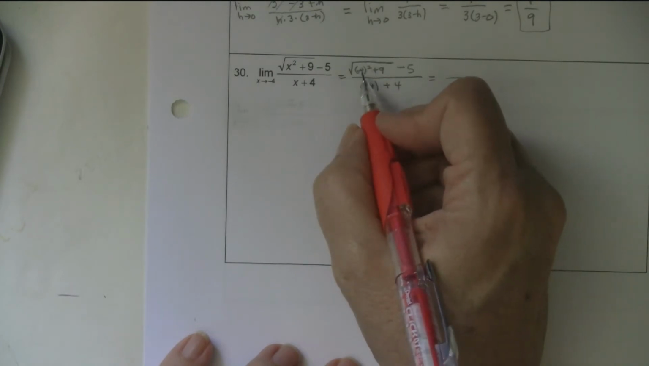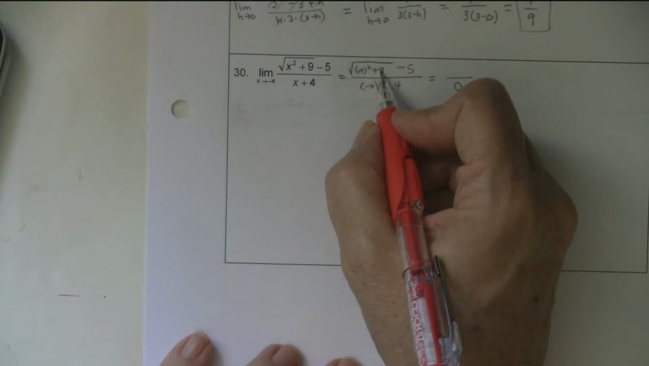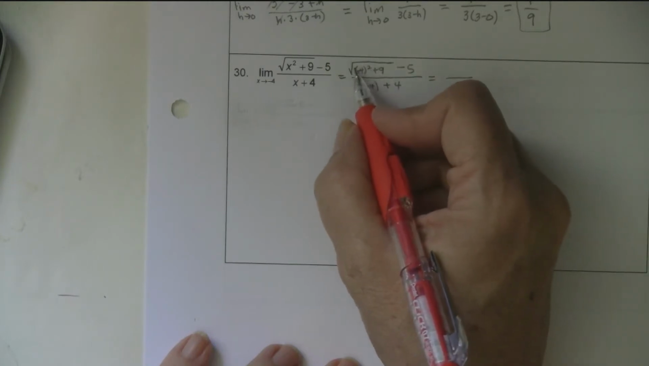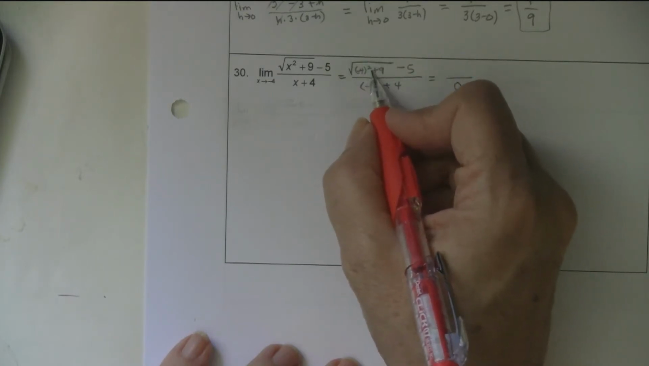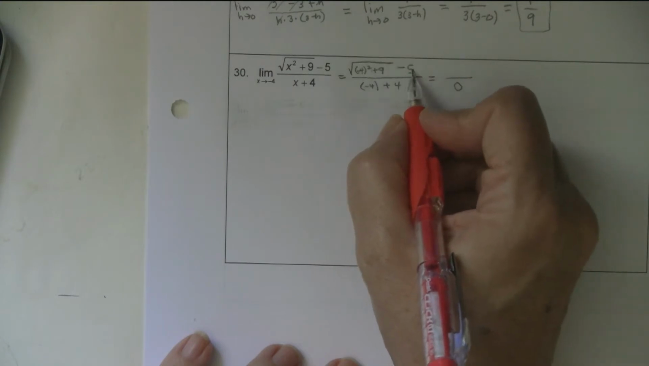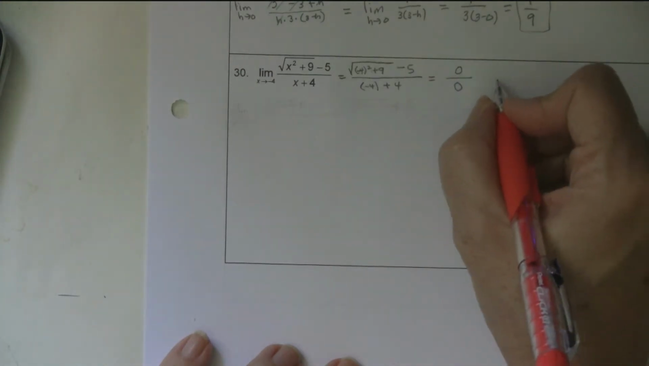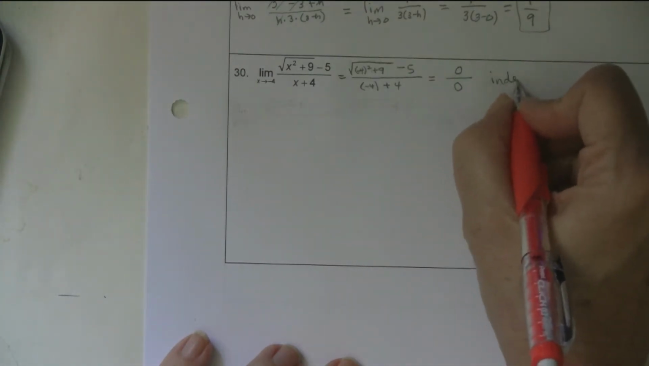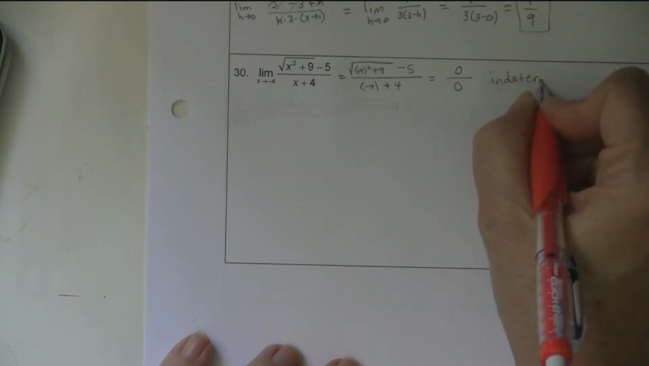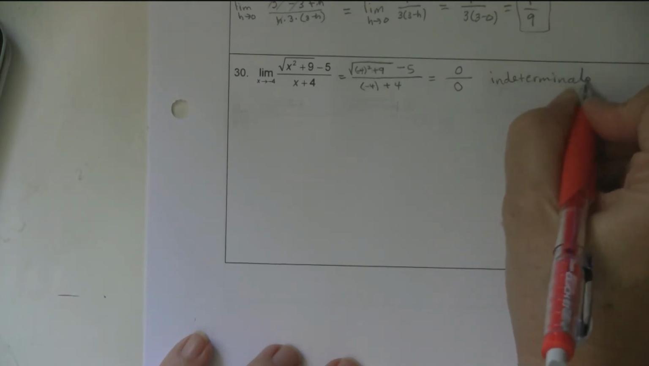So this is the square root of the quantity 16 plus 9, which is 25. And then the square root of 25 is 5, and 5 take away 5 is 0. So it is 0. So this is indeterminate, which means I got to work harder.